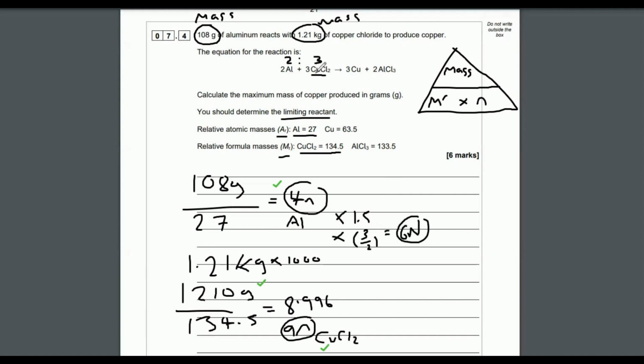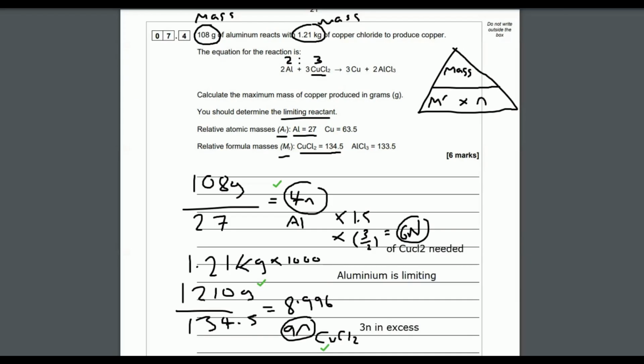So really, I need 6 moles of copper chloride. So 6 moles of CuCl2 needed. Do I have 6 moles of copper chloride? You bet I do. I've got 9 moles. So I'm actually going to have 3 moles in excess. So the copper chloride has 3 moles in excess, but they wanted the limiting. So I want to point out aluminium is limiting.